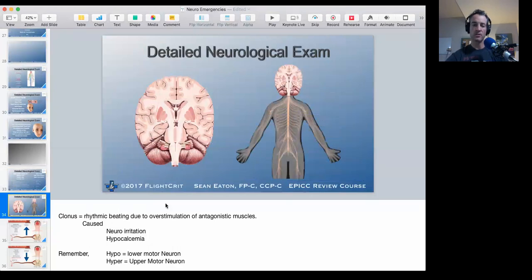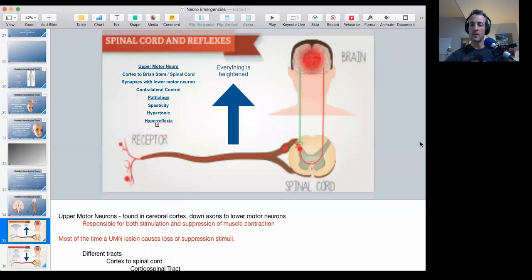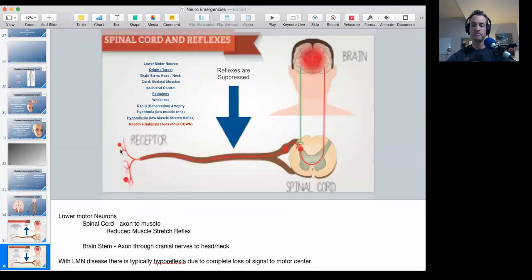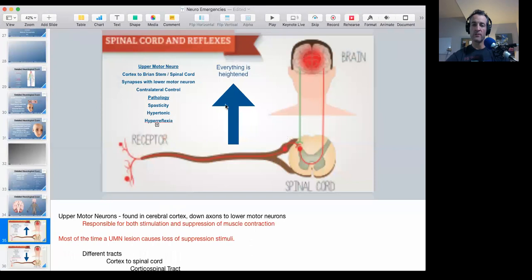So, detailed neurologic exam, we already talked about that a little bit. And then here in the course, I go into a little bit more about the upper motor neuron. Just real quick, this one here is the upper motor neurons, and you get this crossing over. Let's take a look here real quick. With the upper motor neurons, everything is heightened. So you have both the afferent and the efferent signals coming down.